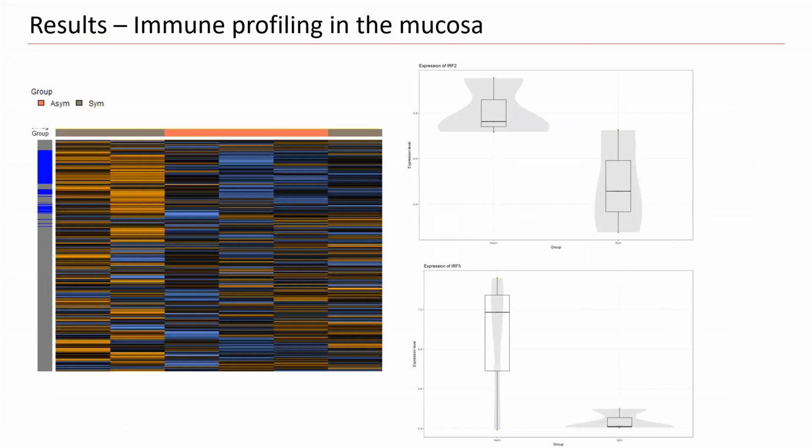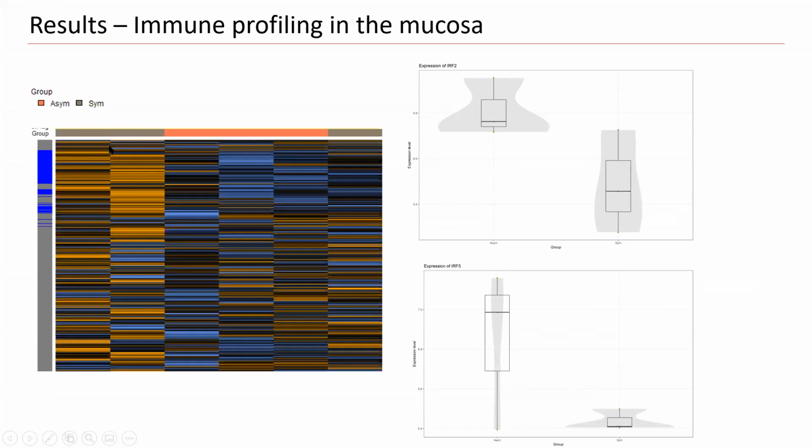I'll quickly work through some results for you, and we saw some of this in our last speaker's talk. This is a heat map that shows the expression of immune genes in the mucosa. So this is the nasopharyngeal swab. And this looks at the 770 gene pan-cancer immune profiling panel.